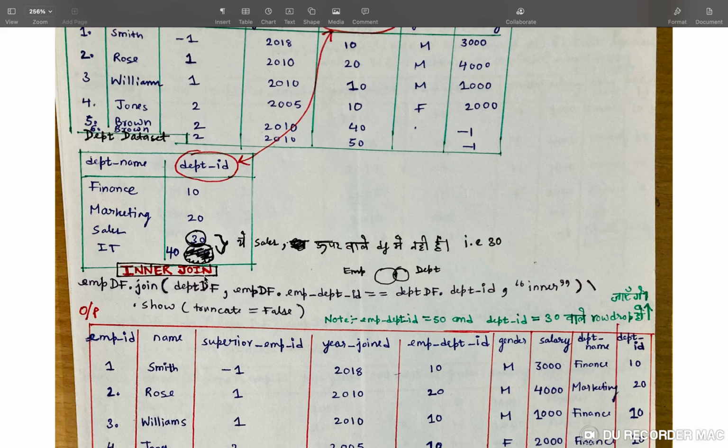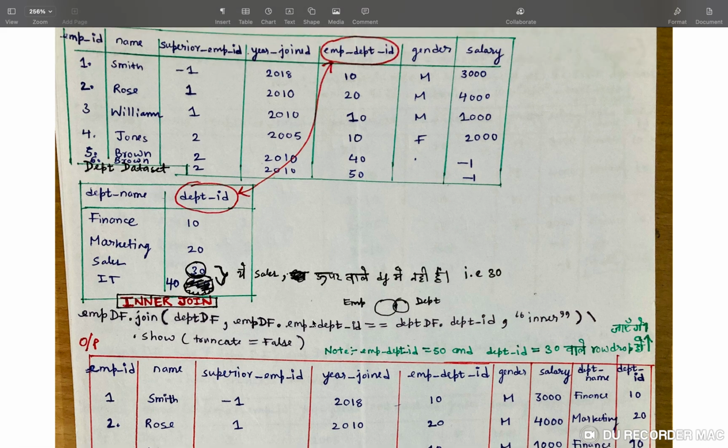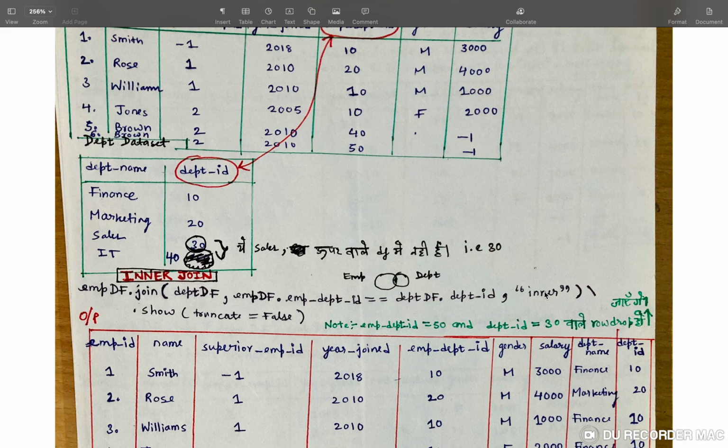So let us check the syntax of inner join. First we are writing the employee data frame which we are joining with the department data frame, and the columns on which we are joining: employee department ID from the employee data frame is equal to the department ID of the department data frame, and we are writing whatever join we are using. Here we are using inner join. So let me tell you about the inner join. Inner join is the default join in PySpark, and it is mostly used.